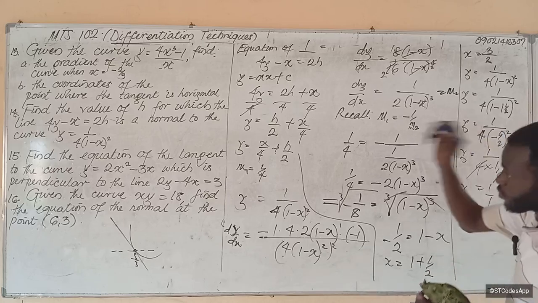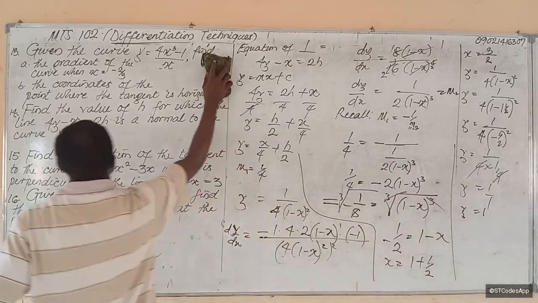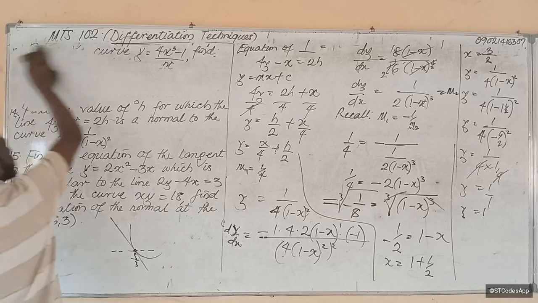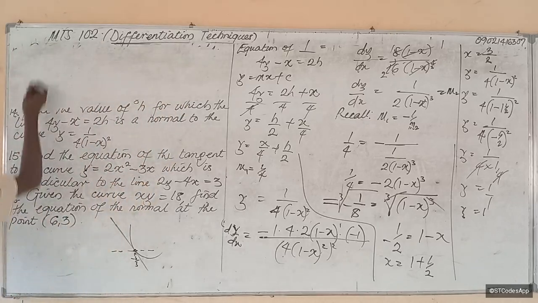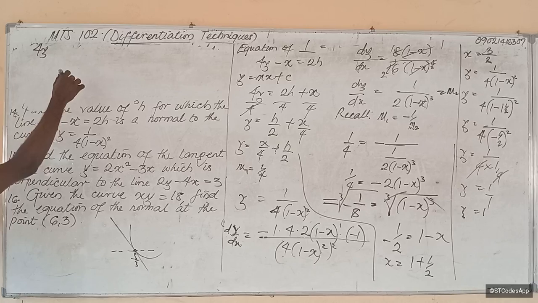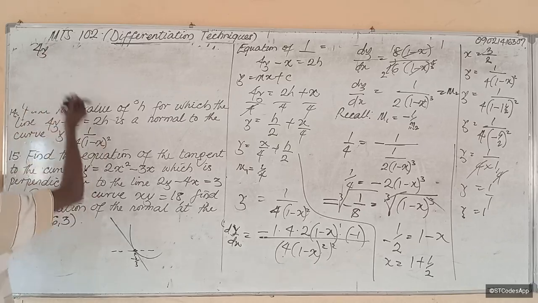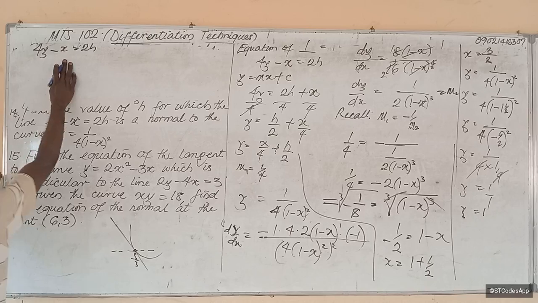So we'll now substitute into that equation. The equation says 4y minus x is equal to 2h. To get h, we just make h subject. So x we got to be 3 over 2.